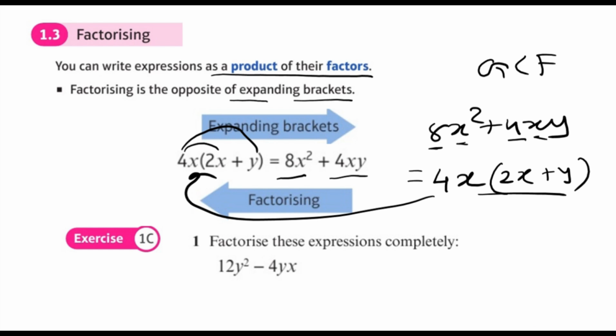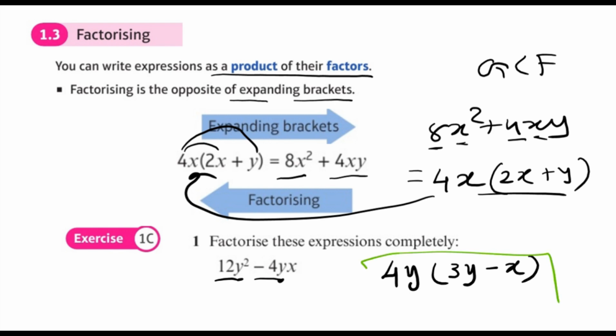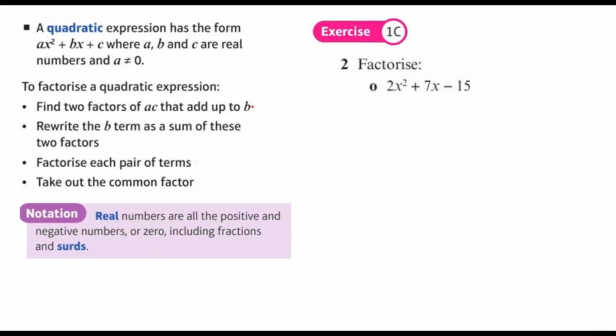Let's move to exercise 1C. Factorize this expression completely. As you can see, 12 and minus 4 are there, so the GCF, or greatest common factor, for both is 4. y squared and y have y as the common factor, so we keep it outside the bracket. Now inside, 3y minus x. This is our answer. If you want to check whether the factorization is correct, expand it and see. You will reach your question, so that means your factors are correct.